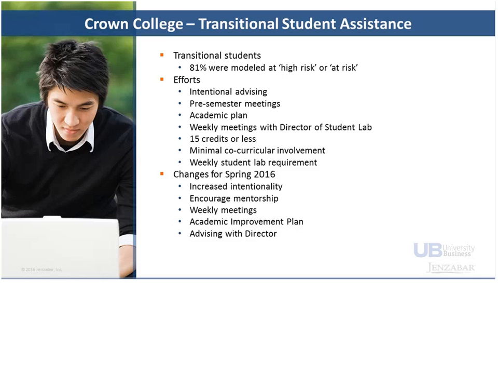And we put some real intentionality into intentional advising: pre-semester meetings, setting an academic plan with them, weekly meetings with the director of our study lab, and encouraging or requiring them not to take more than 15 credits in the semester. Minimal co-curricular involvement. We certainly wanted them involved, but not over-involved. If they were on an athletic team, we didn't want to take that away from them, but not overly involved. And then we required them to have a study lab requirement, which is really a tutoring center.